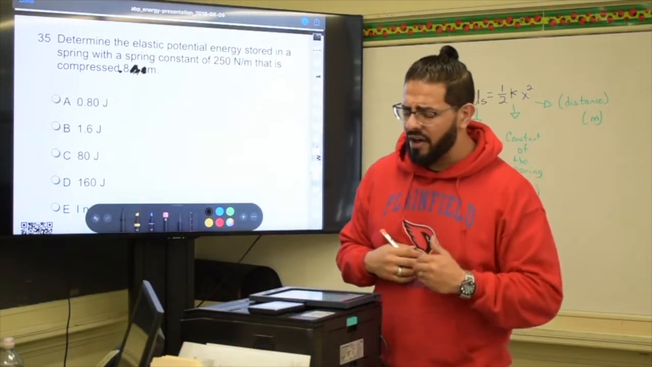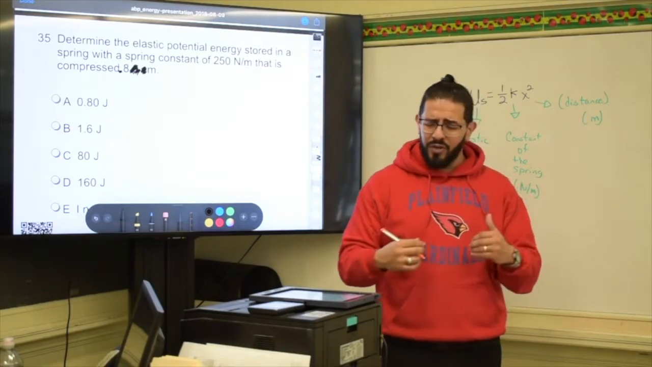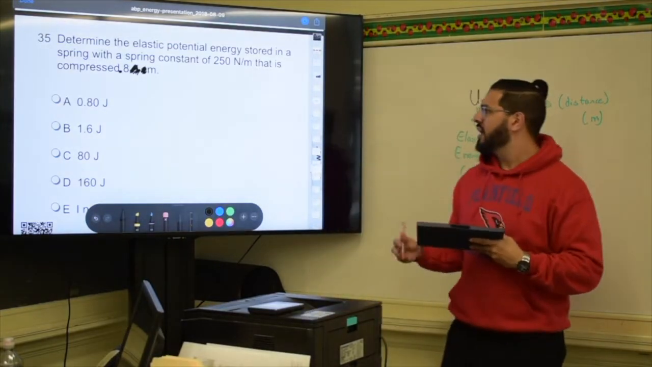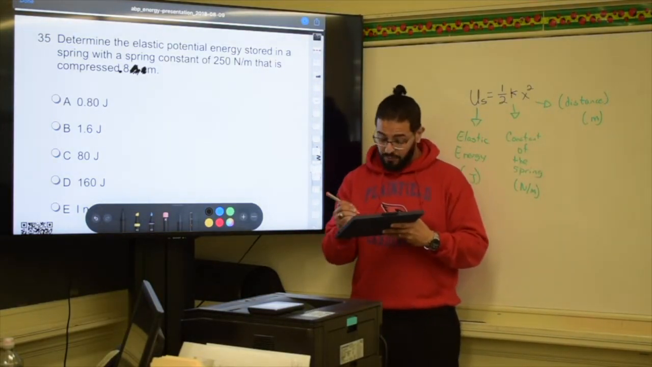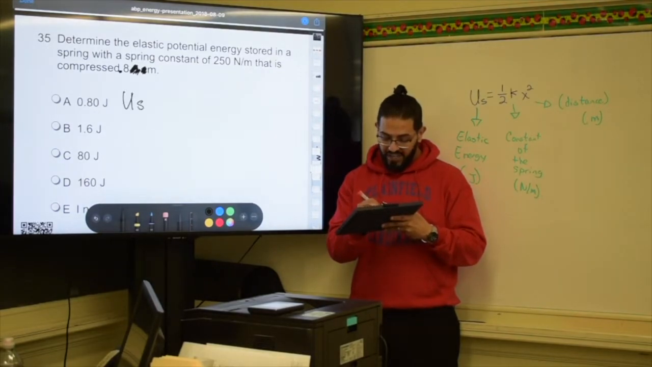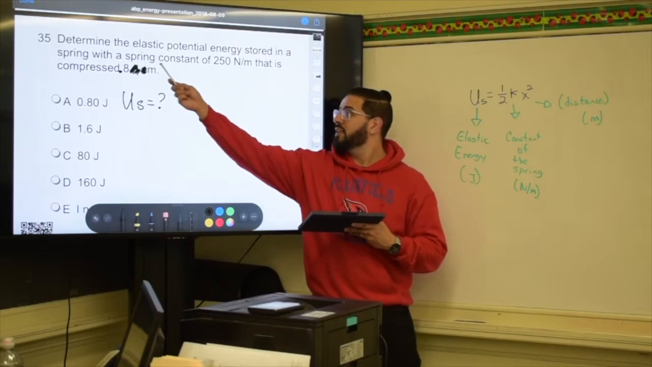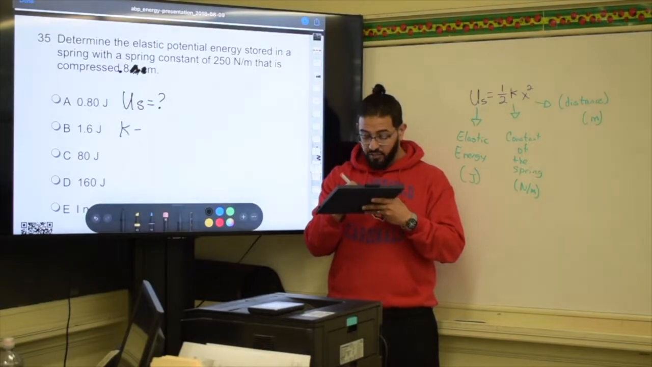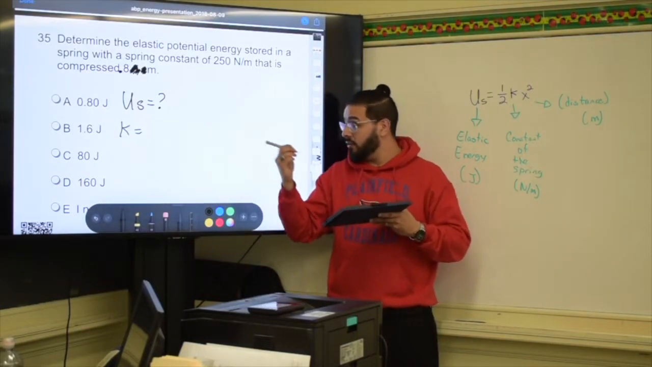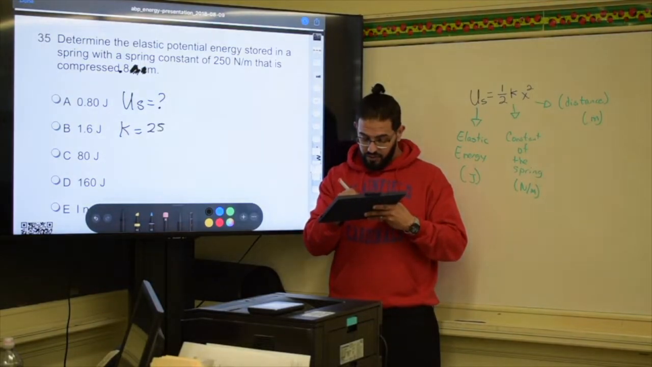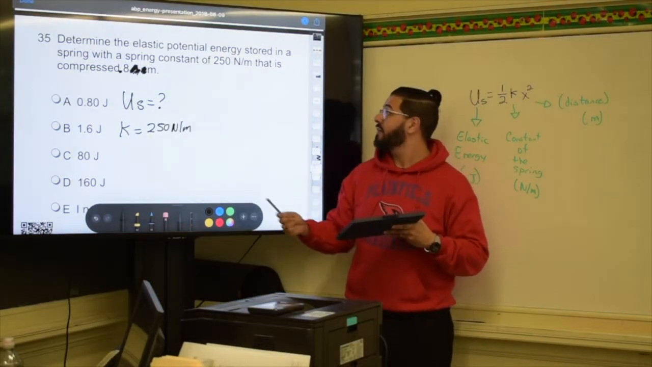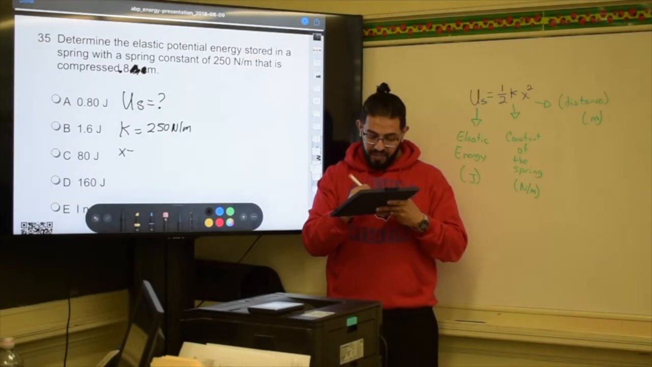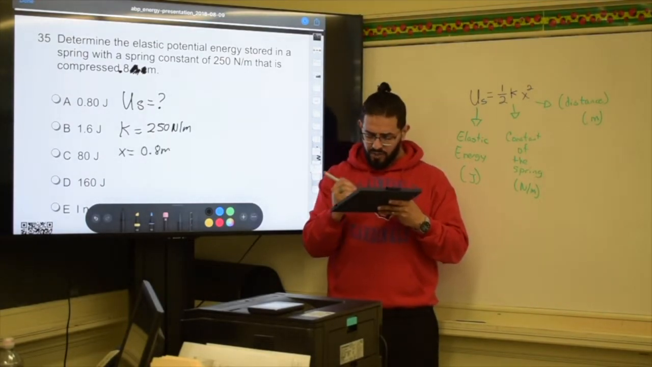If you remember, it doesn't matter what equation or what we are doing in physics, the first step is always going to be data. First data in this problem: we want the elastic potential energy, that means we want U_s. We have the spring constant that is equal to 250 Newton per meter, that means lower k is 250 Newton per meter. And we also have the distance that is being compressed, that is 0.8 meters. I mean, x is going to be 0.8 meters.